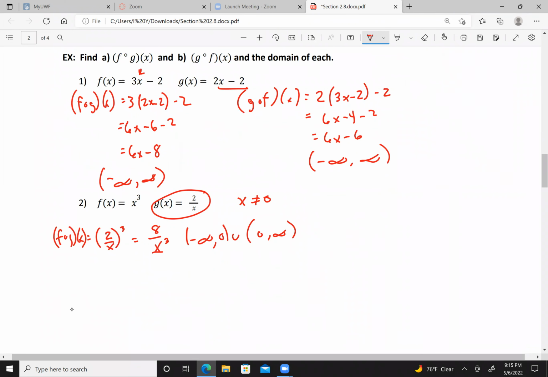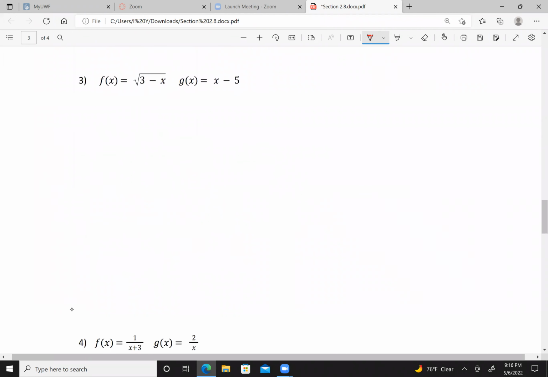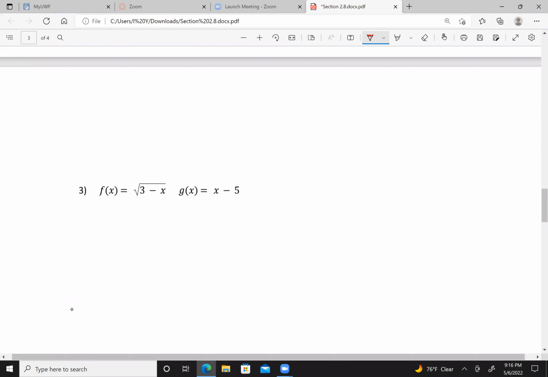Now going the other way, the composite g of f of x, we have 2 over x cubed. And again, we already started out with x not equal to 0, but even if it wasn't there, it's going to be there. So our domain is going to be the same: all reals except x cannot be 0. Couple more to do here.